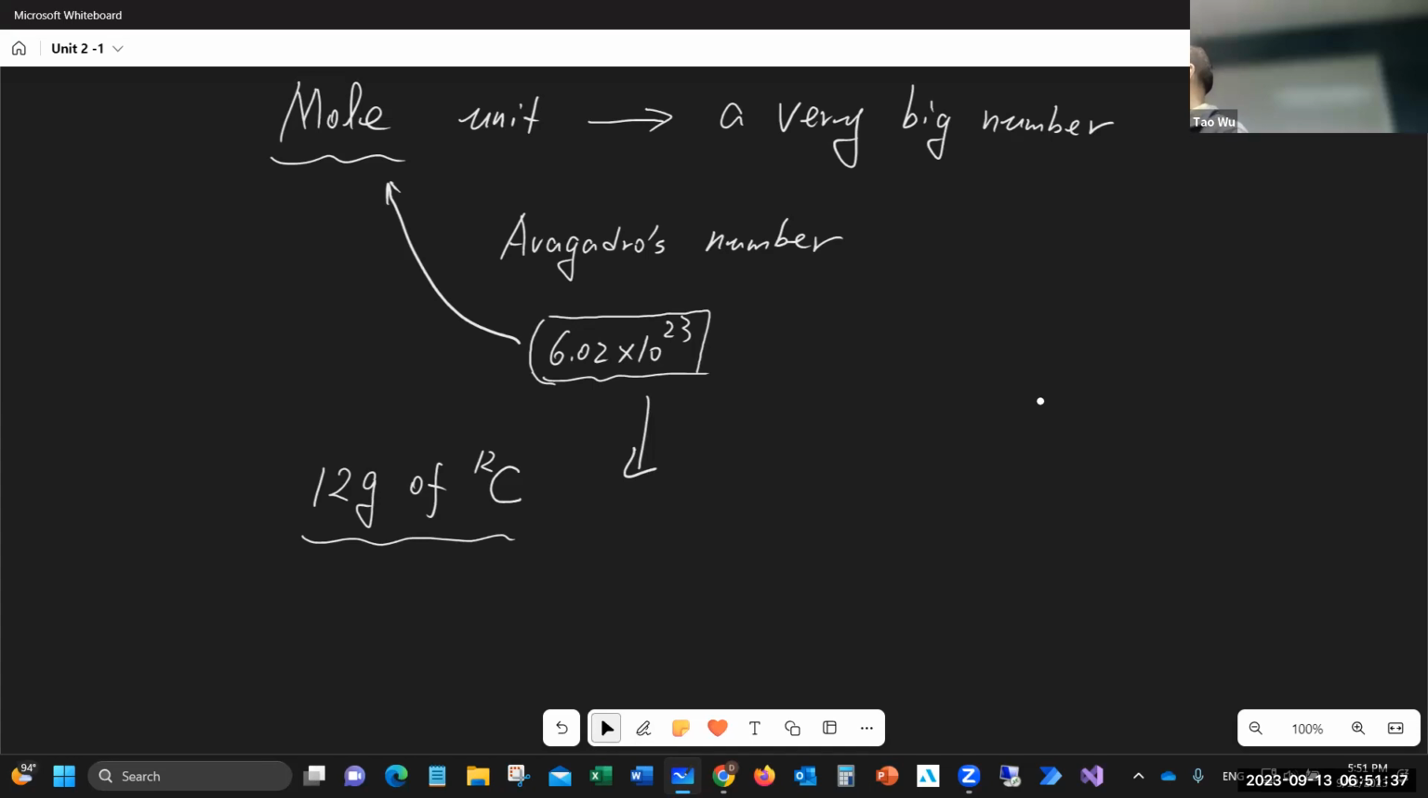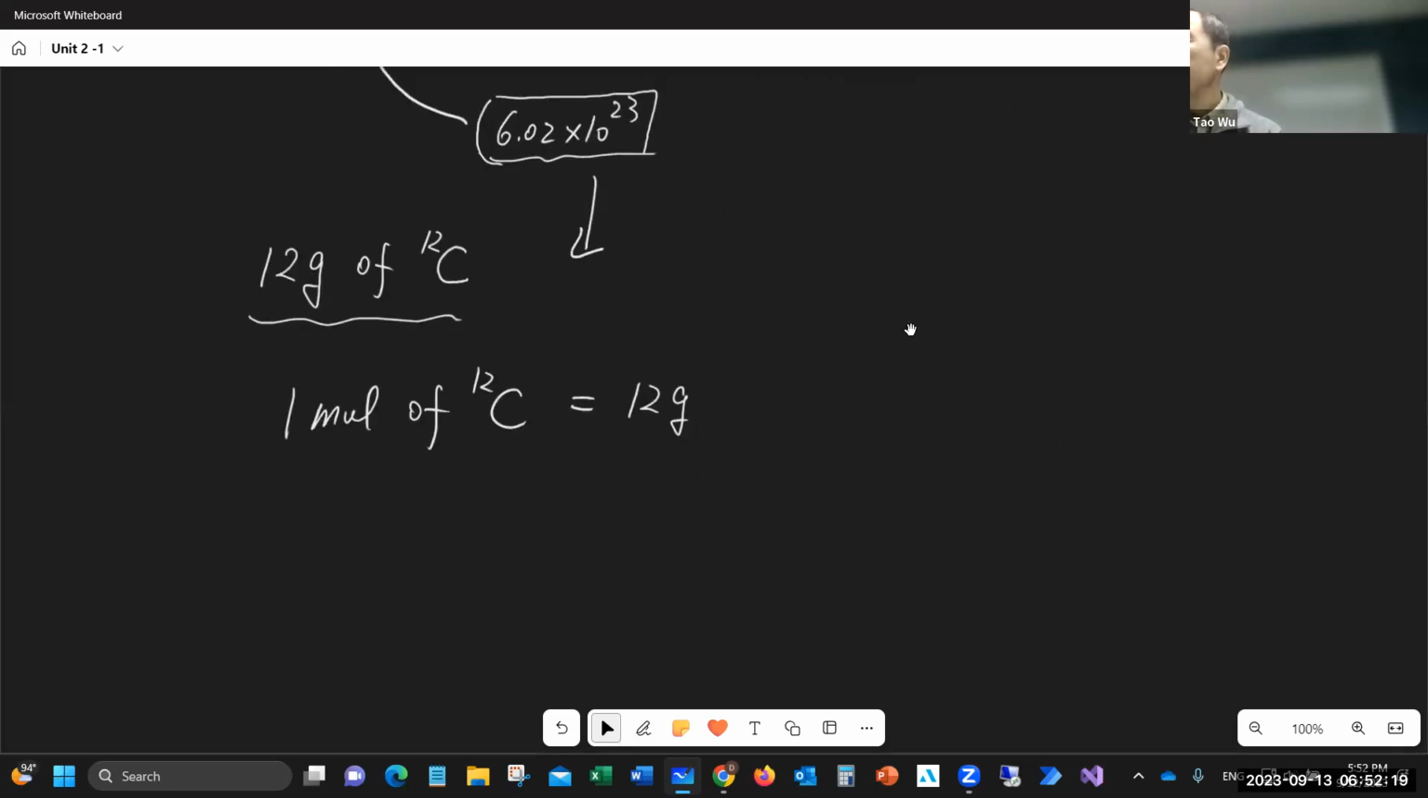So this is how people define 1 mole, because 12 grams of carbon 12 have that many atoms inside. So they defined this as 1 mole. They said 1 mole of carbon 12 is equal to 12 grams. This is how they define that. Okay, so then this gives you a very good opportunity.